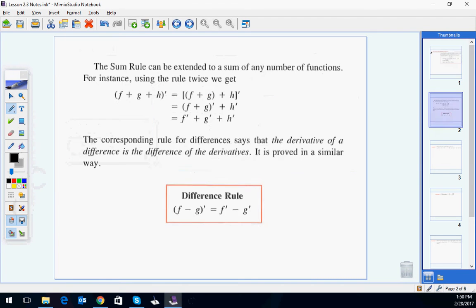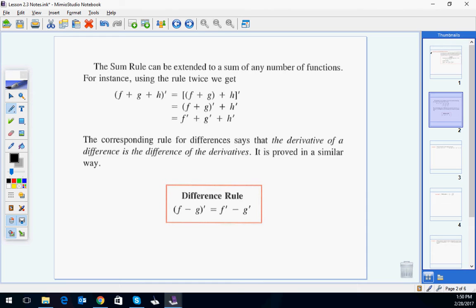So the sum rule can be extended for subtraction. Simply, subtraction is the same. The derivative of a subtraction of two functions is them separate. Okay, it's a difference rule. That's why we're going quickly today. This is very easy. It's going to be very similar to yesterday. Product and quotient rule, doing them together will be good. So if we get through that, that'd be great.